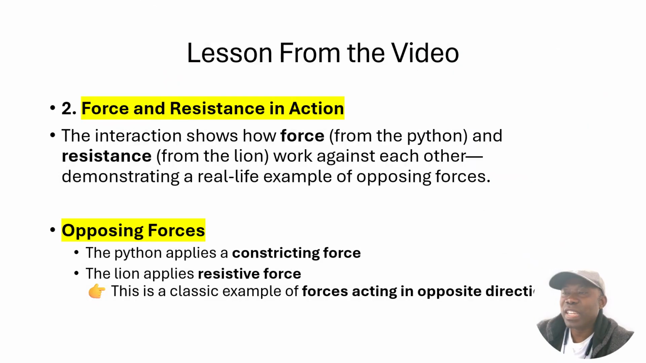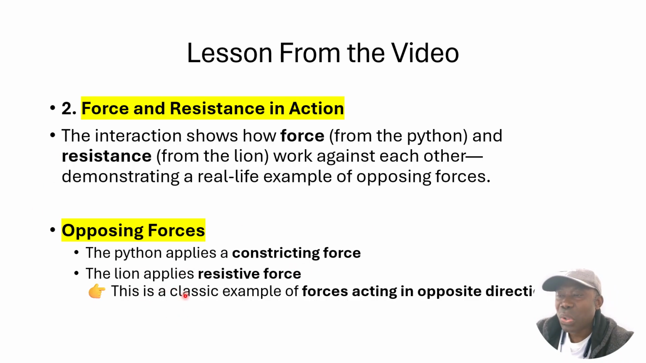What we learn from the lesson is forces and resistance in action. So the interaction between the forces, the python and the resistance from the lion, work together. Each is a demonstration of real life opposition forces. To get something, you must apply forces in. If one direction is not going, apply in a different direction. Physics talks of a 3-dimensional object, X, Y, Z. Forces in different directions give a greater effect. Look at opposition forces. The python applies constriction.